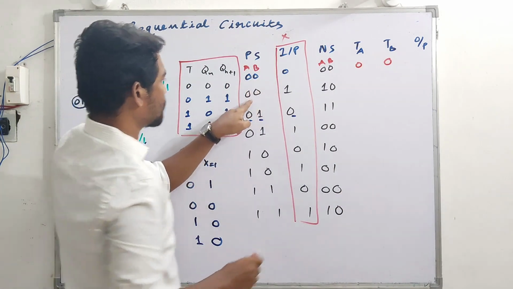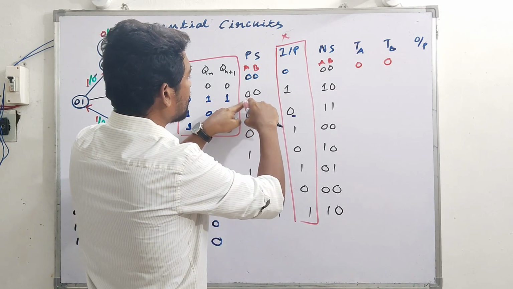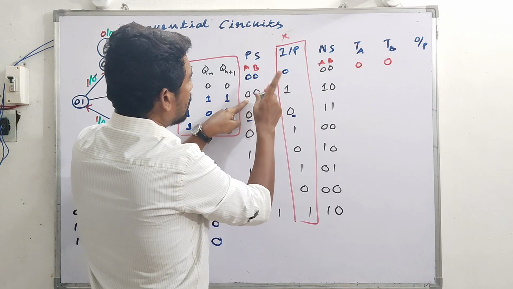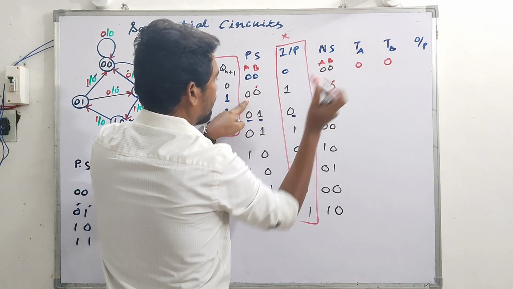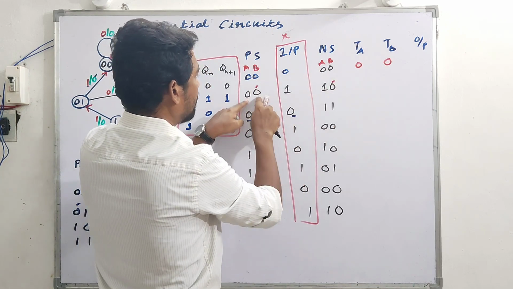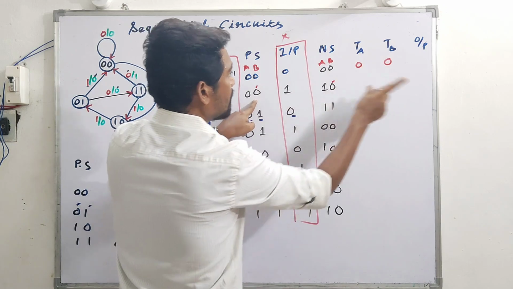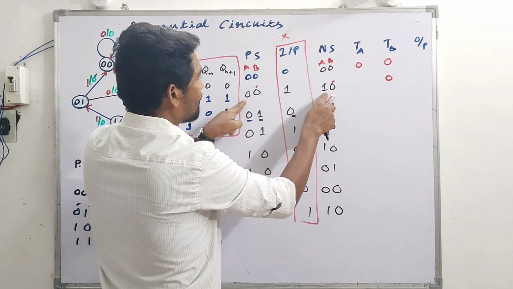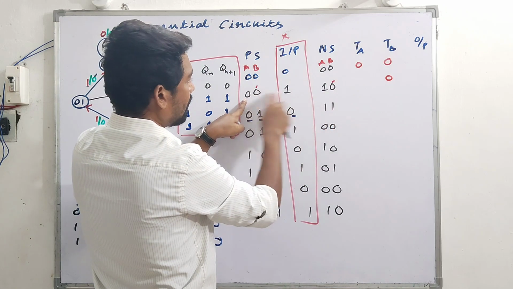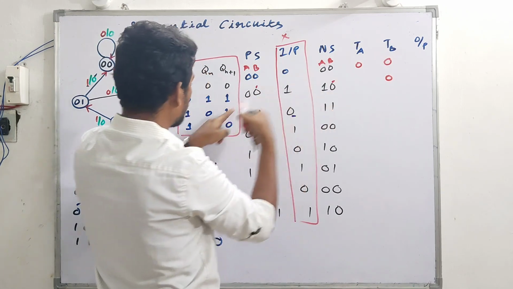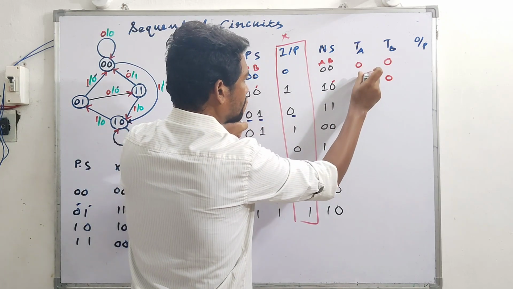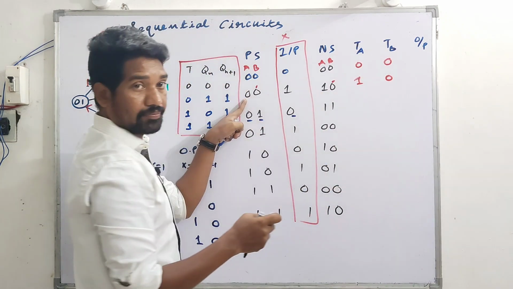The next one. Here A goes 0 0 to 1 0. If you watch carefully, B isn't toggling. Same states, no change in B, so it's a 0. Whereas in 0 and 1, the first flip-flop has a toggle, so the input is 1 for TA.